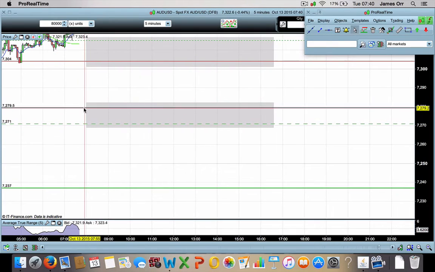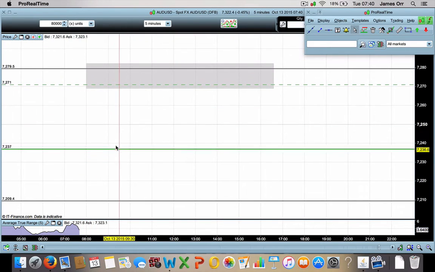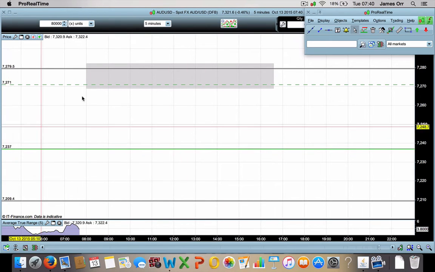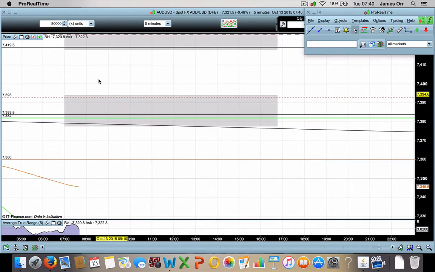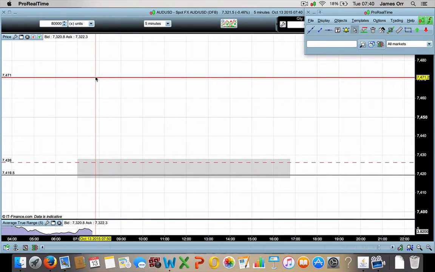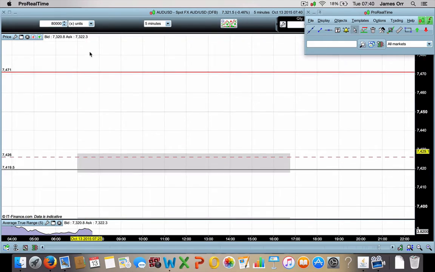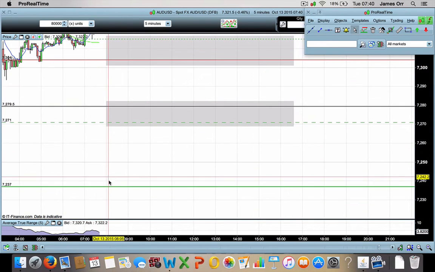Further down, we've got 7,280, and this is a pivot level again. I haven't marked up the pivot levels, these solid thick lines. So the green one here, 7,237 and 7,471. This one is R3 and this one is S3.